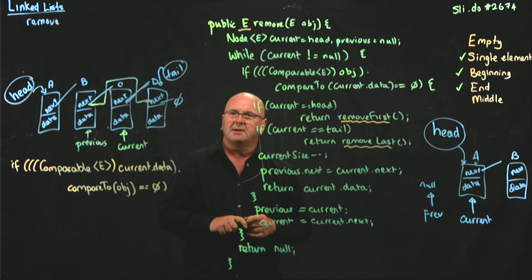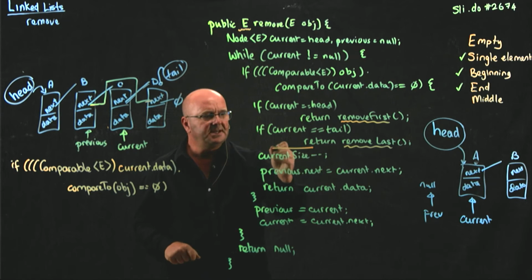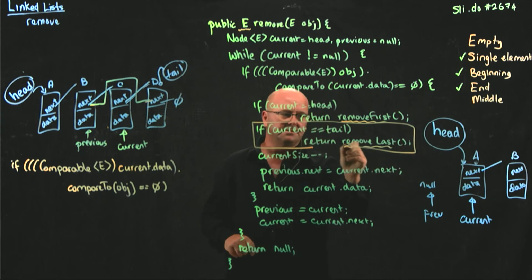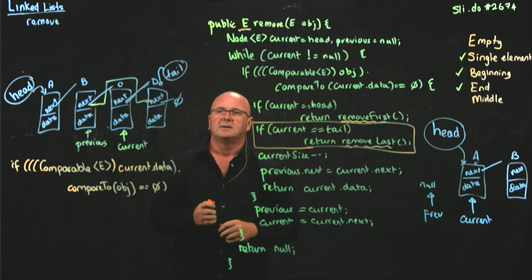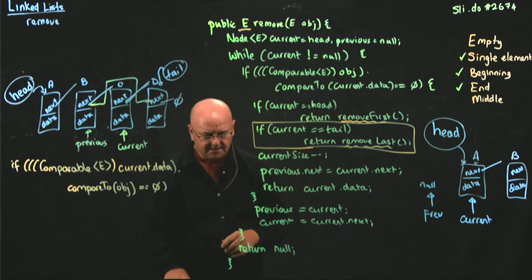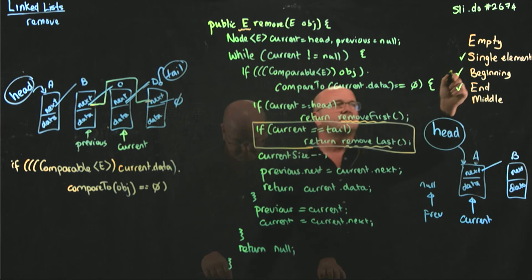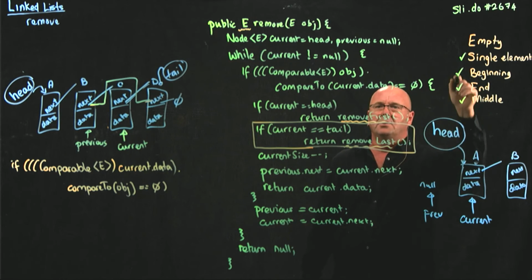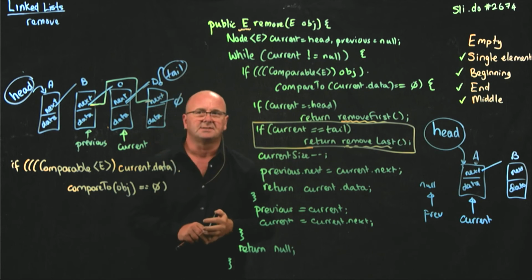The second thing that I want you guys to think about is, do you need these 2 lines of code? Do you need to check whether current is equal to tail? I'm not going to tell you the answer. I want you guys to think about it. We've looked at a single element. We looked at the beginning. We looked at the end. We worked on the middle. What about an empty list? What happens with an empty list?